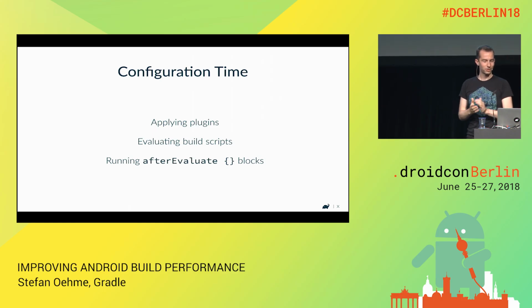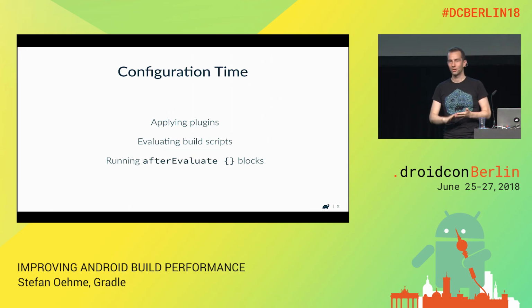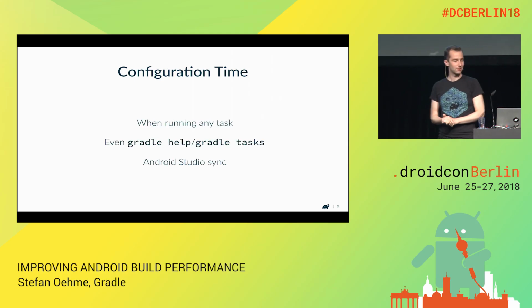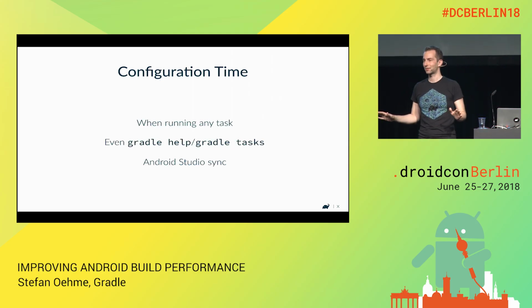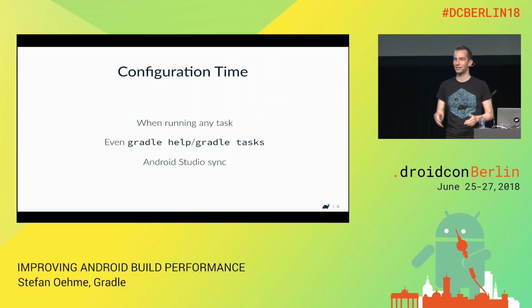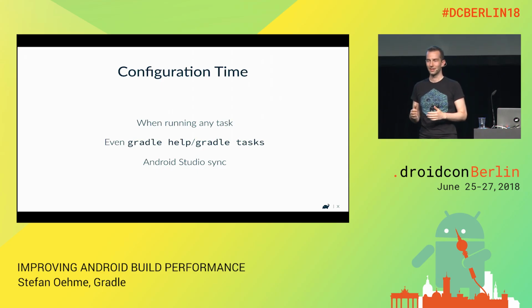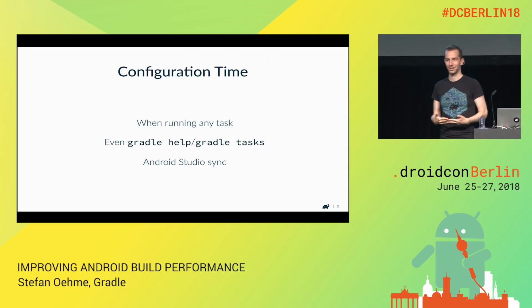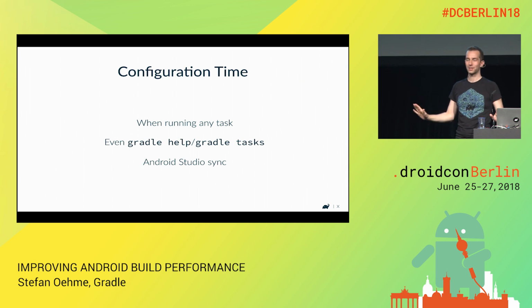So configuration time, as I said, is applying plugins, evaluating build scripts, running after evaluate blocks, etc. And it happens when you run any task, doesn't matter which. Can be Gradle help, can be Gradle tasks. It also happens when you sync with Android Studio. So whatever work you do at configuration time will slow down everything you do with Gradle. So you want that to be as little work as possible.